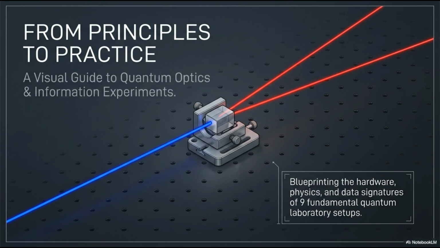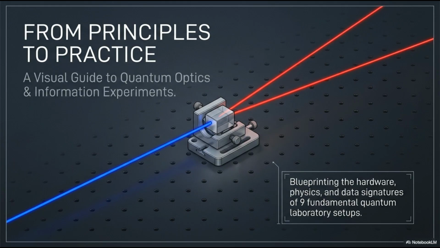The goal of this series is to bridge abstract quantum theory with the actual physical equipment used to test it in a real laboratory. Each slide maps a specific quantum phenomenon to the components required to observe it experimentally. By studying these blueprints, researchers and students can translate quantum mechanical principles into concrete laboratory procedures. This presentation was generated using Notebook LM as a structured educational resource.